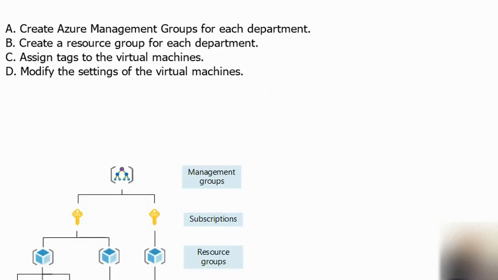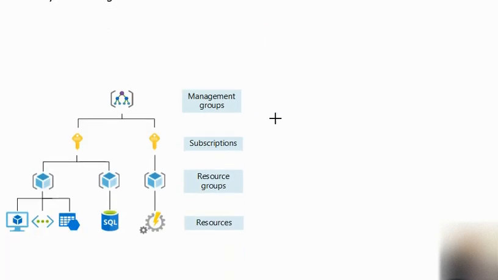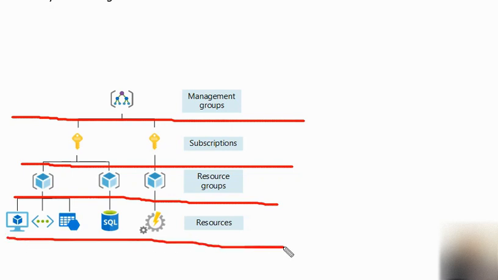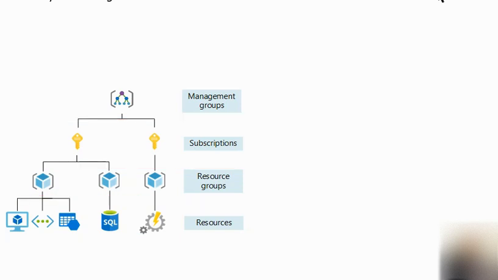So let's move forward and understand what a management group is. The management group is the top layer, which has multiple subscriptions in it. Under the subscriptions we can create multiple resource groups, and under the resource groups we have resources. So keep in mind this hierarchy, it will be useful in future. So let's move to the next question.